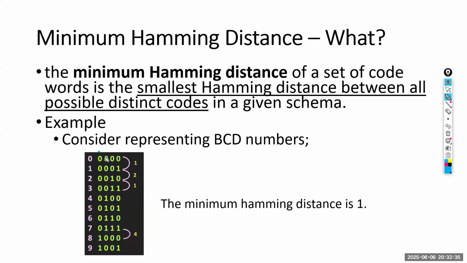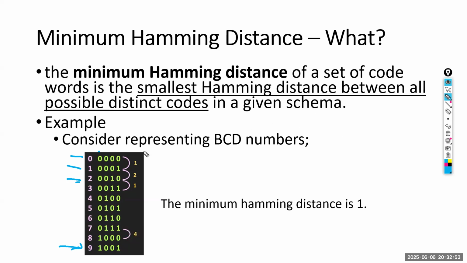So 0000 means we are sending 0. 0001 means we are sending 1. 0010 means we are sending 2. And this is 9. And we are not sending other bit patterns because we are not interested in sending numbers other than 0 to 9 in BCD. This is just an example, okay?